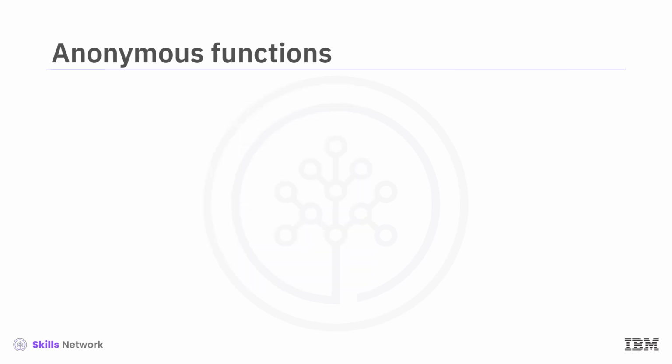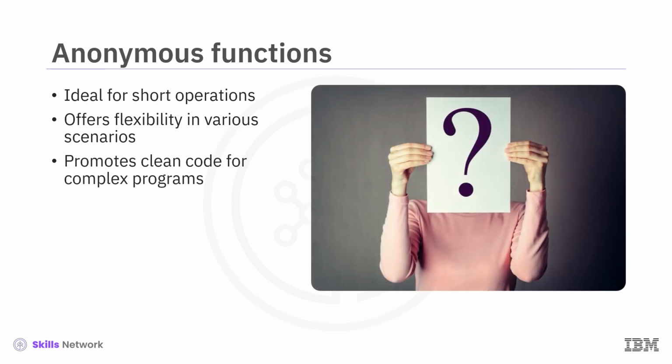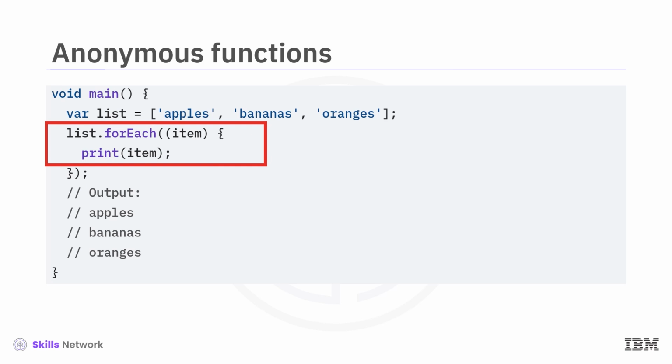Next are anonymous functions, which are nameless functions utilized for one-time short operations. They offer much flexibility because they can be passed to other variables and functions. You can use anonymous functions to write clean code for complex programs. Here, this block of code uses an anonymous function to print each item in the list.